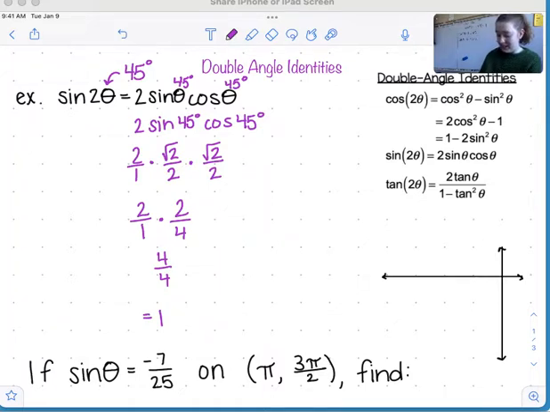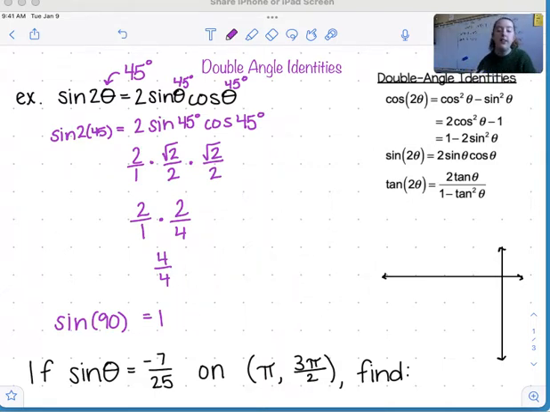Well, that should make sense because over here, remember we said that theta was going to be 45, right? Well, 2 times 45 is 90. Is the sine of 90 equal to 1? Yes, it is. And 45 doubled is 90, right? So we are literally doubling that angle.